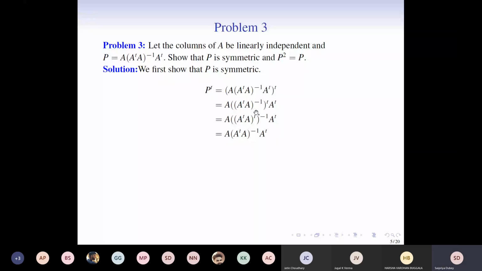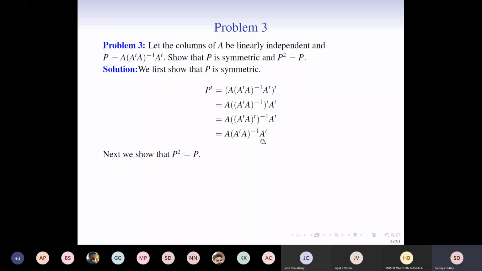And we know that transpose and inverse commute with each other. So we use that out here. It gives us A times (A transpose A) whole inverse. Because here again we use (AB) transpose as B transpose A transpose. So this gives us this. Now, that's what we wanted, right? P is symmetric because P transpose is equal to P itself.